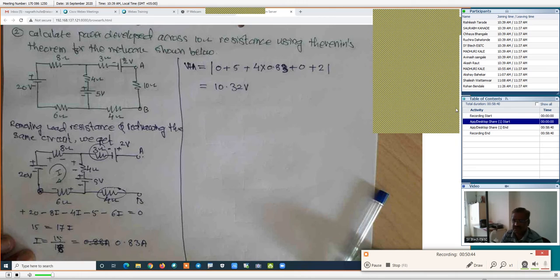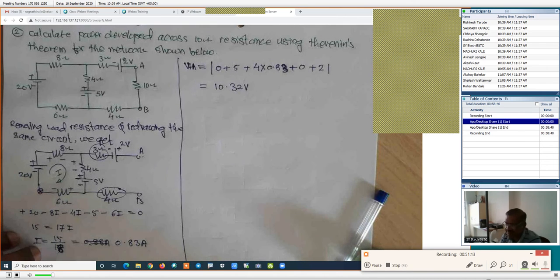Shailesh, Ruchira, Rohan, Rushikesh, Avinash, Akash. Anyone? Check these answers. Yes, Akash. Correct answer. Check it out. Correct. 10.32. Okay, yes.